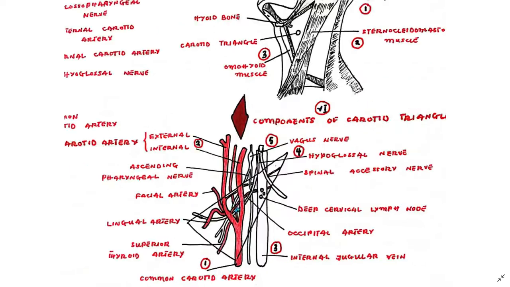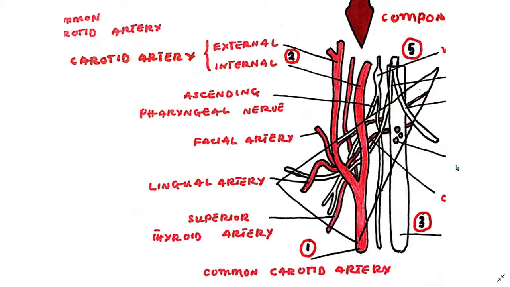The main contents of the carotid triangle are the common carotid artery, which bifurcates into the external and internal carotid arteries, as well as the internal jugular vein, the hypoglossal and the vagus nerves. In the carotid triangle, many of these vessels and nerves are relatively superficial, and so they can be accessed easily.